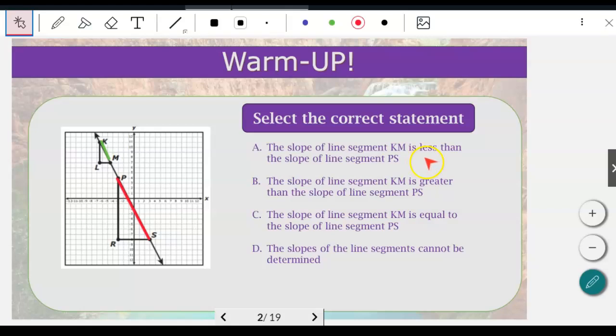So we're looking for equal or same. A says less, that's not it. B says greater, that's not it. There it is, it's equal to. And then D is cannot be determined, that's not true. It can be. All right, let's move on.